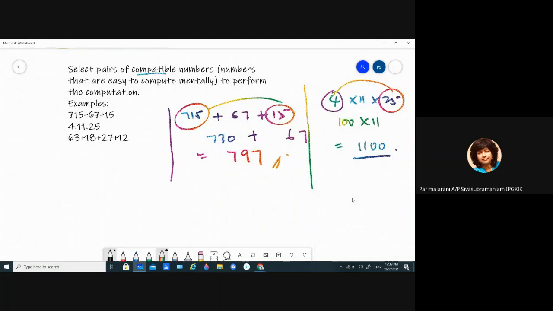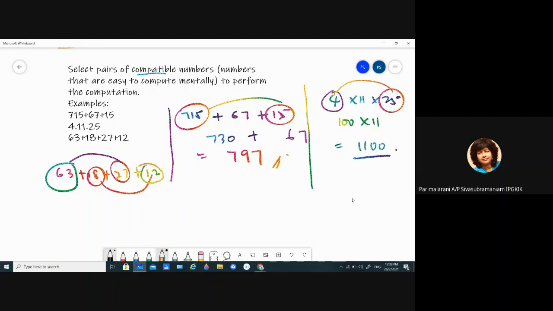One more example, 63 plus 18 plus 27 plus 12. We look at the numbers, we can see that these two numbers are compatible, and these two numbers are compatible.